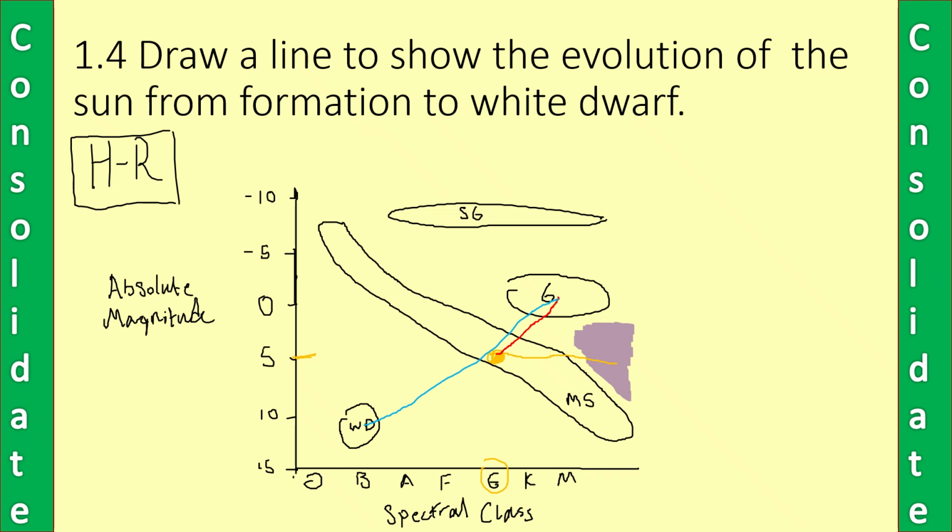So a bit messy there, but hopefully you can get the idea. We're moving from protostar in this region to main sequence as a sort of absolute magnitude 5 class G star, up to a giant star, and down to white dwarf.